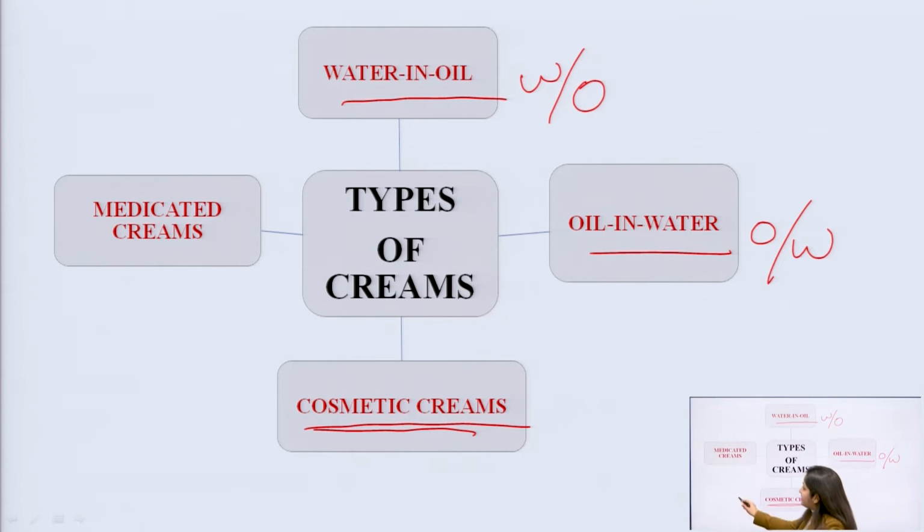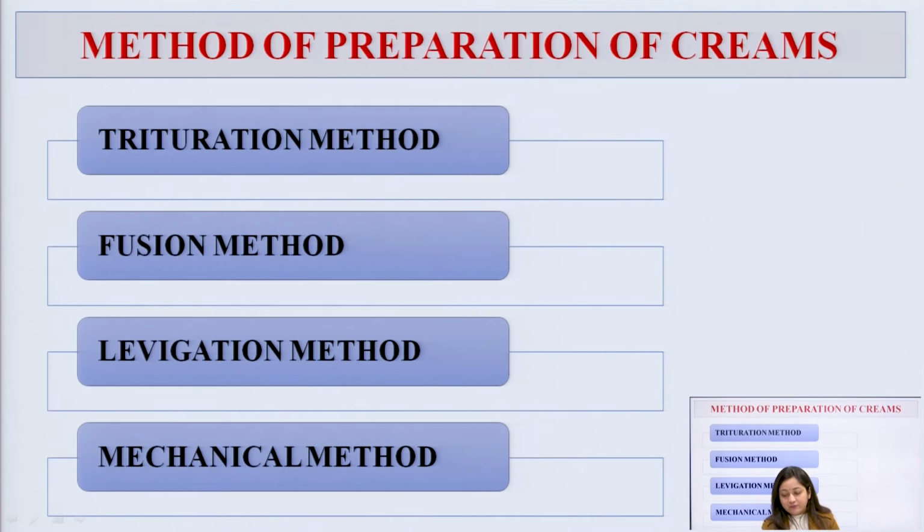Then lastly, the type of cream is a medicated cream. If we have incorporated API into the particular cream, then we can say that the cream is a medicated cream. So, this is all about the types of cream: water in oil type of cream, oil in water type of cream, cosmetic cream and medicated cream. Depending upon the usage, the name and the type may vary and differ.